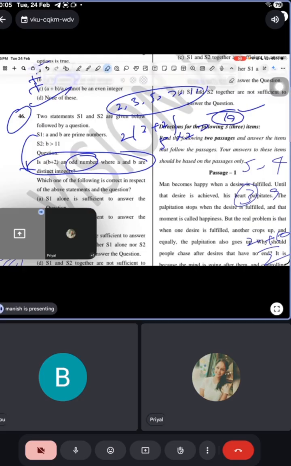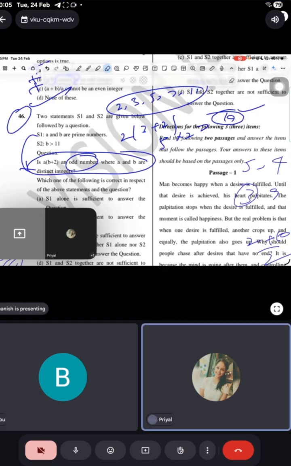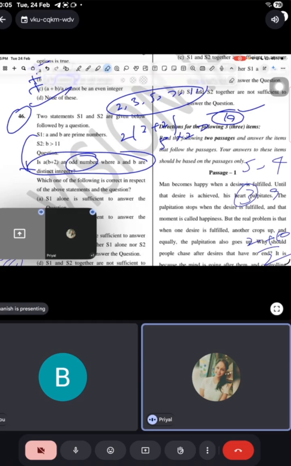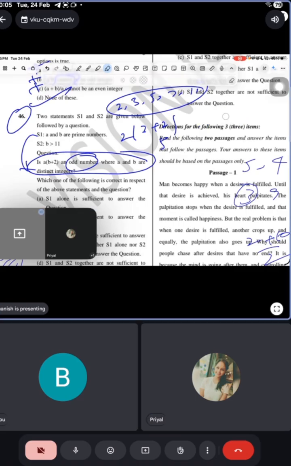So it should be true in all cases. I told you, it should be definite. It should be true in all cases. The question is not saying can be an odd number. The question is saying is an odd number. It means definite. In all cases, it should be odd. So let's analyze the second statement.